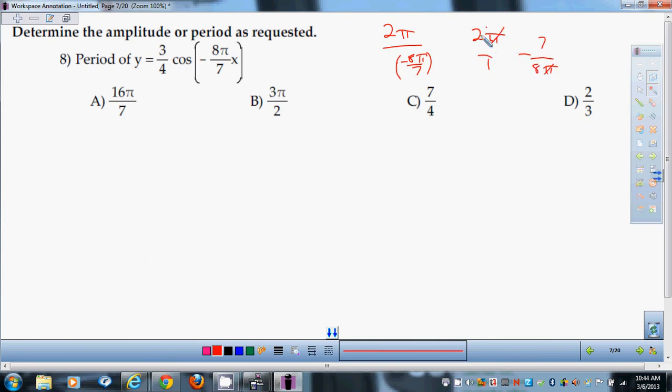Why isn't it negative? 2 pi over b. Yeah, it should be negative. Shame on them. They messed this one up. Good thing this is just the example. It should be negative 7 over 4, but shame on them for messing that up. So, negative 7 over 4.